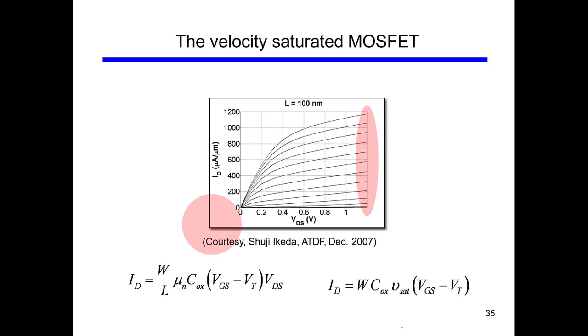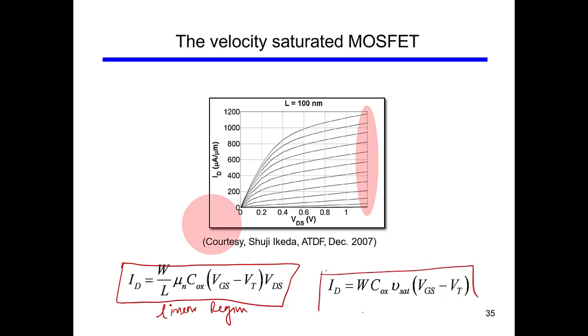We can combine the two equations: on one side we have this equation for the linear region, and on the other side we have this equation for the saturation region. You see there is no square term. In the velocity saturated model, which is used for modern short channel transistors, there is no square term.